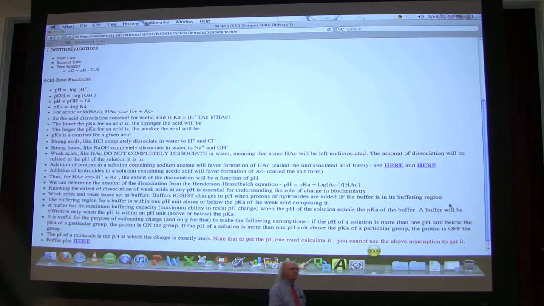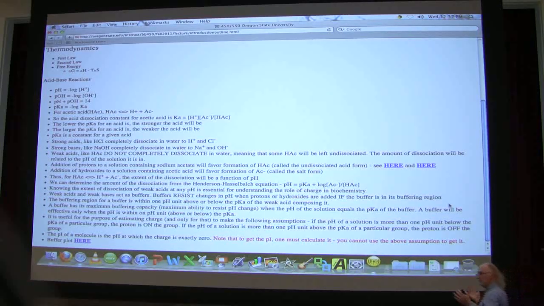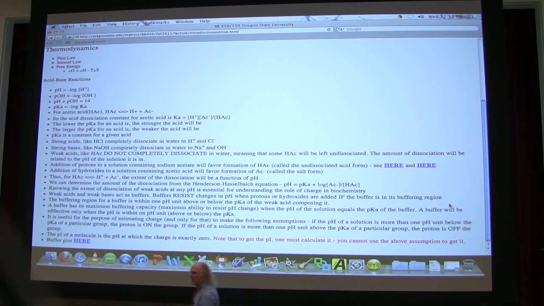So buffers have capacity. I can't exceed those capacities because if I do, the pH is going to go boing, because I no longer have a buffer. The buffer was providing me that protection against massive change in pH. When I exceed the buffering capacity, I don't have a buffer anymore. It's gone. The pH is going to go sproing.